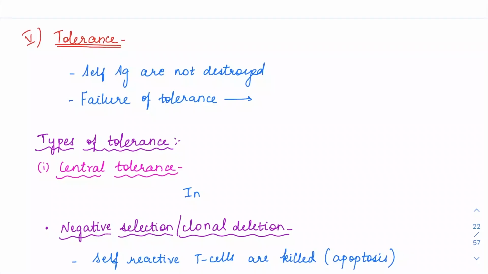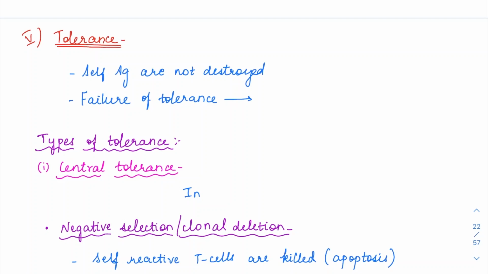So now we are done with hypersensitivity. Let's move on to tolerance. Normally in the body, we don't have our own host tissue being attacked, right? Antibodies are produced, our host tissues are there, but these antibodies don't act against our self antigens. Why? Because there is a term called tolerance.